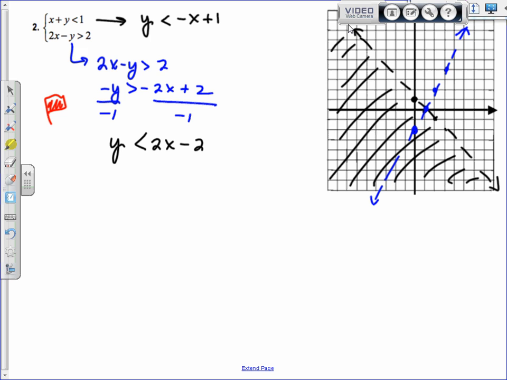So this would be a perfect example of why picking a point is good. If you pick a point in the original, you get 0 is greater than 2, which is false. So 0, 0 is not shaded. So if you had forgotten to flip your sign, that would save you. If you plugged a point into the original, you would get the shading correct. So y is less than does mean below, but if you had forgotten to flip your sign, then you would miss it. Be careful. All right, so your final shaded region is going to be right here. Kind of messy.